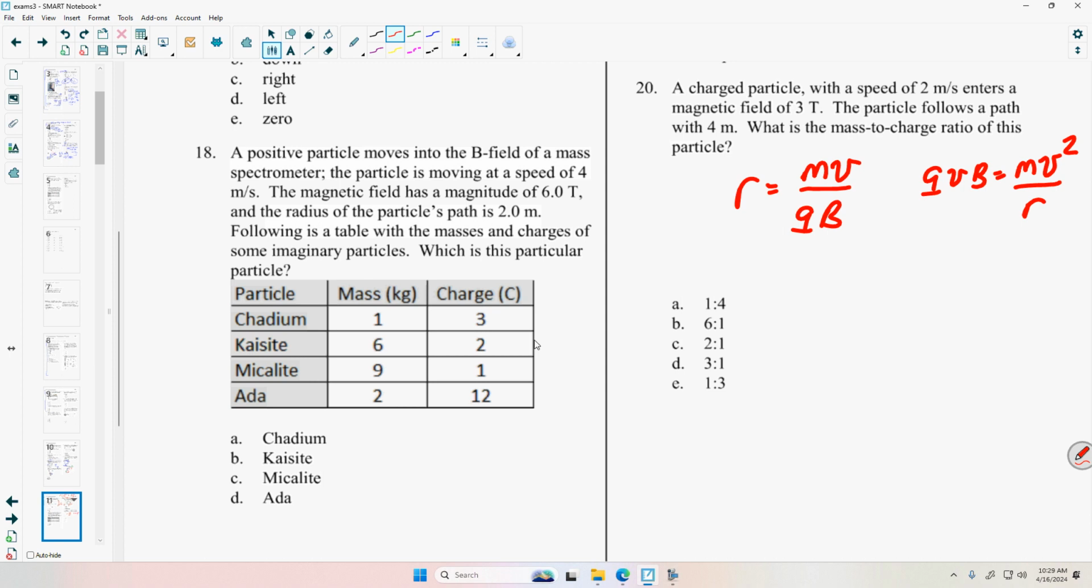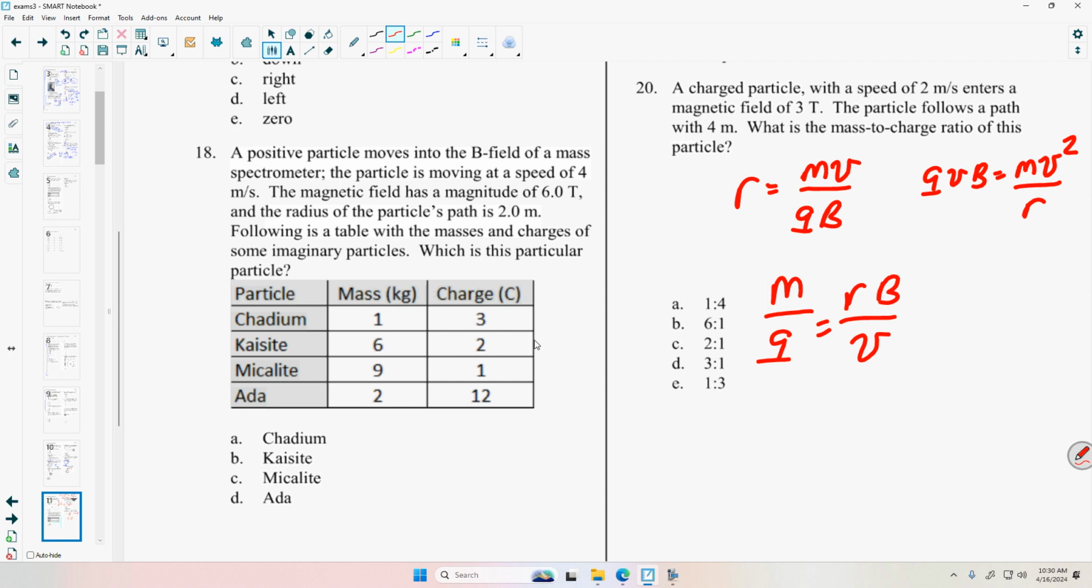That tells you the radius of that path in the cyclotron or in the mass spectrometer. They're the same, those two things. And it allows you to calculate the mass to charge ratio. So m over q, if I solve this for m over q, it's rB over v. So r was 4 times 3 divided by 2. It's a 6-to-1 ratio.